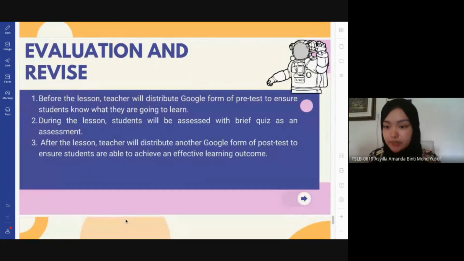the process of evaluation and revise. So before the lesson, the teacher will distribute a Google Form of pre-test in order to ensure students know what they are going to learn. Just like the point before, this is the same thing. During the lesson, students will be assessed with a brief quiz as an assessment. And finally, after the lesson, the teacher will distribute another Google Form of post-test to ensure students are able to achieve an effective learning outcome.